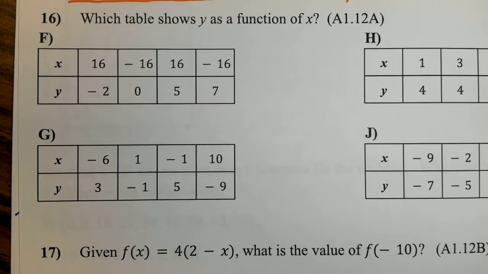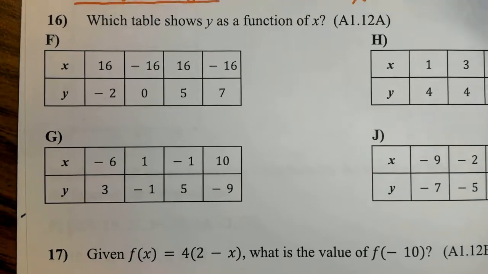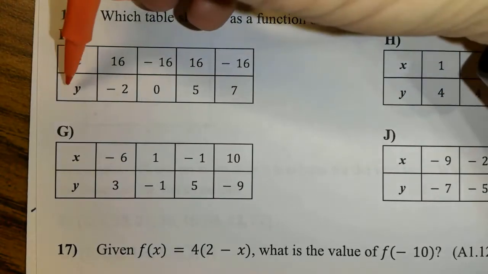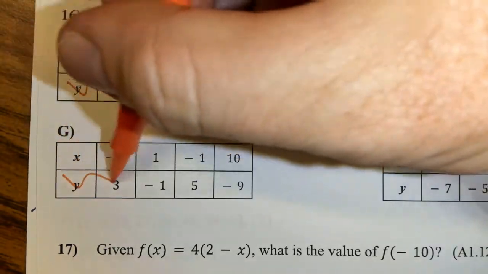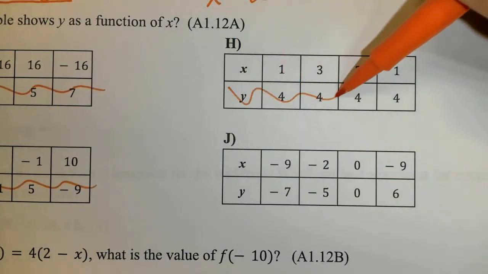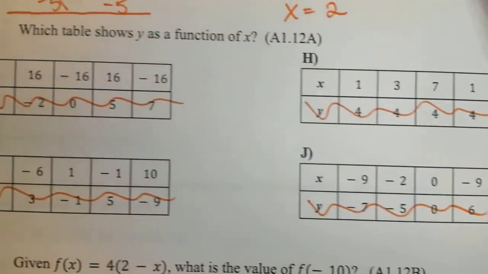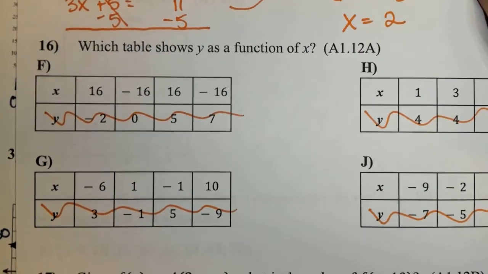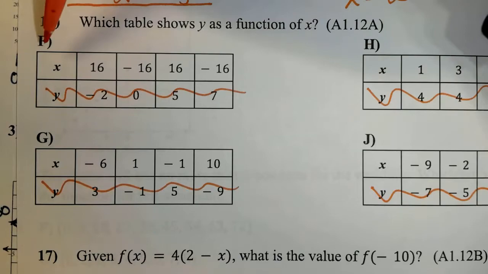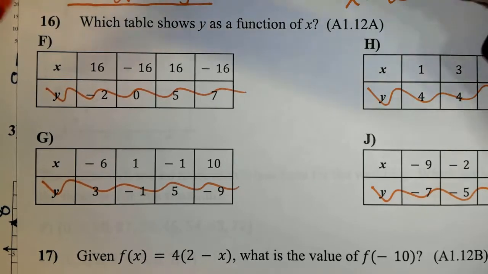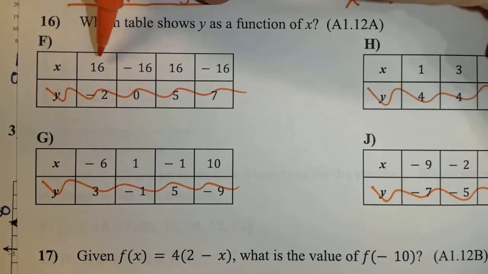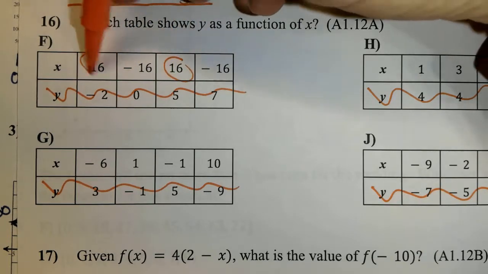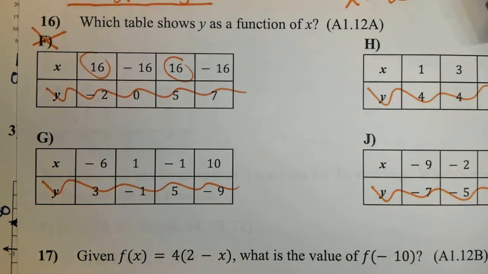All right, 16, which table shows y as a function of x? In other words, which one is a function? Remember, to be a function, x cannot repeat. So on all of these, I can just say, I don't care about y, I don't care about y. Crossing off y, we're going to get rid of it, and that way I only look at x. So x cannot repeat. Letter F: 16, negative 16, I have 2 of these, so that's wrong.